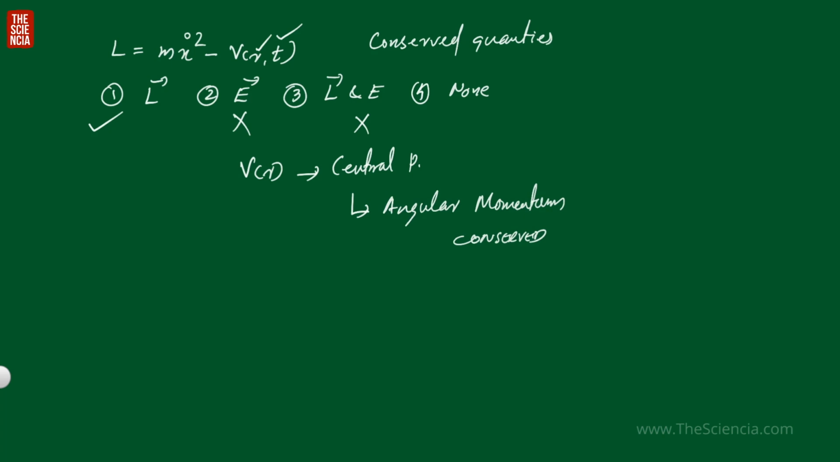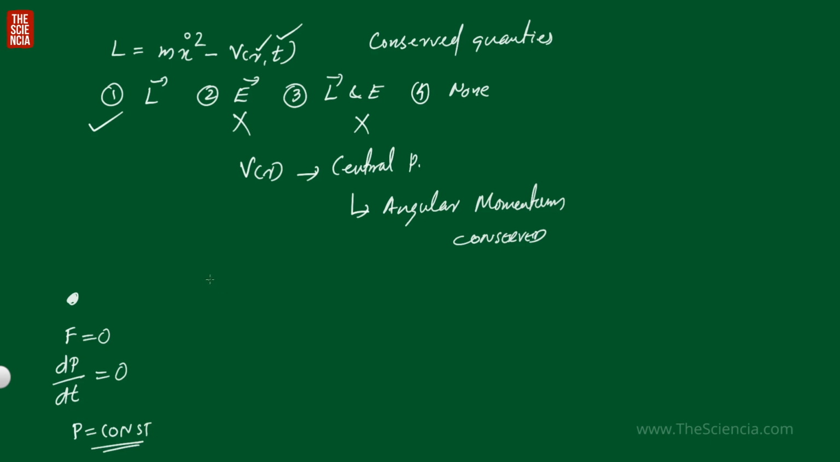Maybe you have this doubt, why is angular momentum conserved under a central potential? Don't worry, I will tell you. Suppose there is a particle and the force acting on this particle is 0. You know F is equal to dp by dt, that is the rate of change of momentum, so that will be equal to 0. When is the time derivative of a function 0? When that quantity is a constant. That is, here p is a constant value. That means linear momentum is conserved if the force is 0.